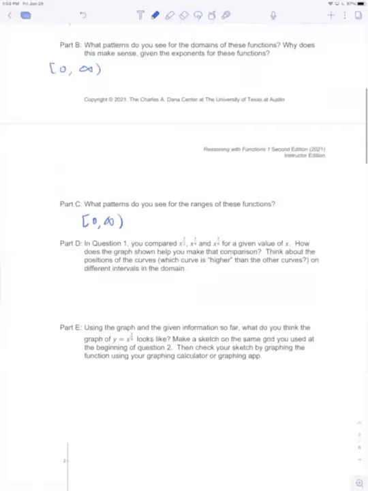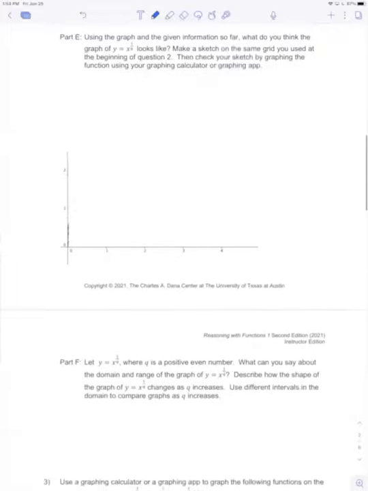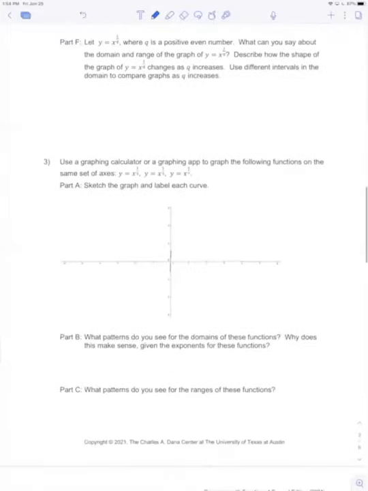Go back to where we were. Let's go back to part F now. Part F, it says let y equals x to the 1 over q, where q is a positive even number. What can you say about the domain and range of the graph of this curve?